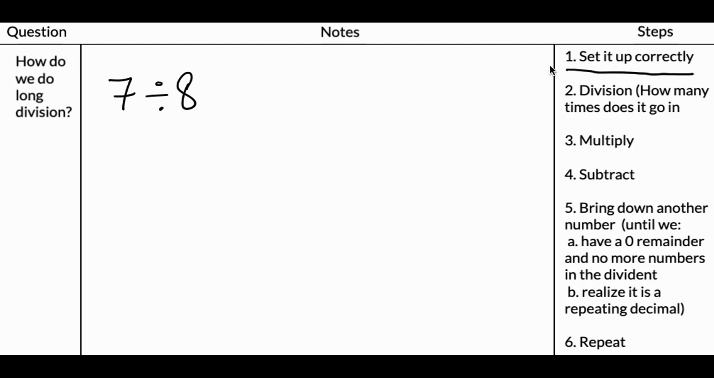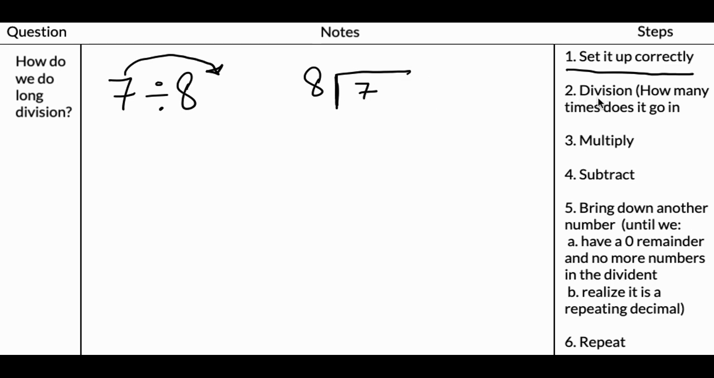the first step that we have to do is we have to set it up correctly. We need to know that when we're dividing, the dividend here is actually going to flip spots because 8 is going to be on the outside while 7 is going on the inside of our long division here. So when we're doing this here, we have steps 2 through 6 that we're basically going to be doing over and over again until we're finished. And I'll tell you how we know when we're done in just a little bit.